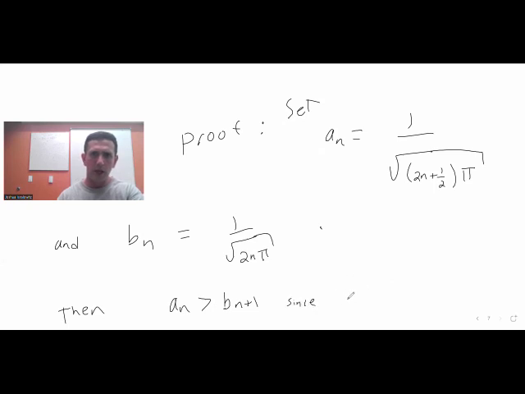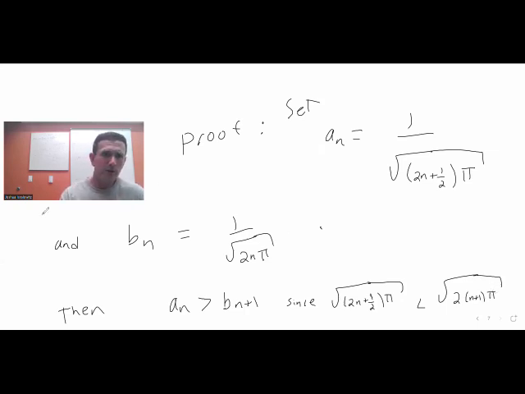Right, so let's look at 1 over a_n. It's the square root of 2n plus 1/2 pi. So this is certainly less than plugging in n plus 1: this is 2n plus 1/2 pi, this is 2n plus 2 pi. It's trivial, but this is really, really crucial. Again, this is 1 over a_n, and this is 1 over b_{n+1}.